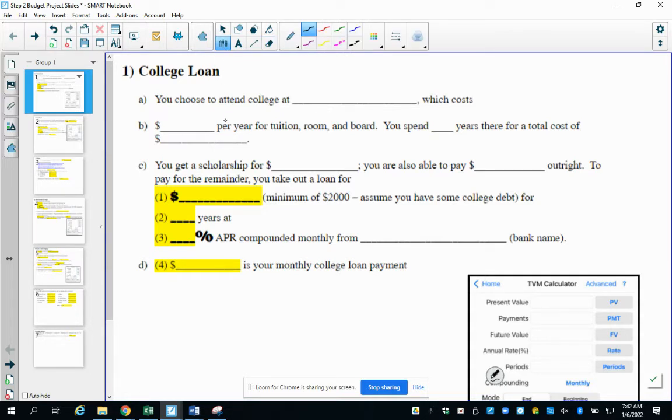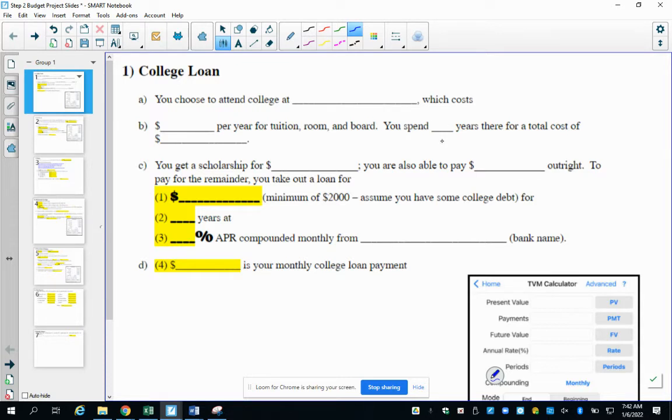So if you Google it, it's going to say an average cost before, I think, aid. So that's if you got no help. So you can use that as worst case scenario. And then you've got average cost with aid. So that's what the average student who's getting any type of assistance, grants from the government, scholarship, whatever that is, pays. So put the per year tuition here, how many years you're going to go to school.